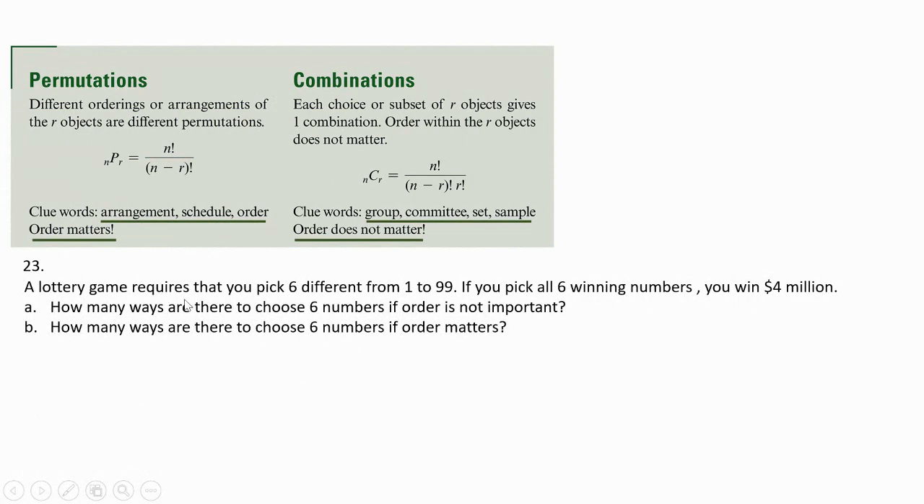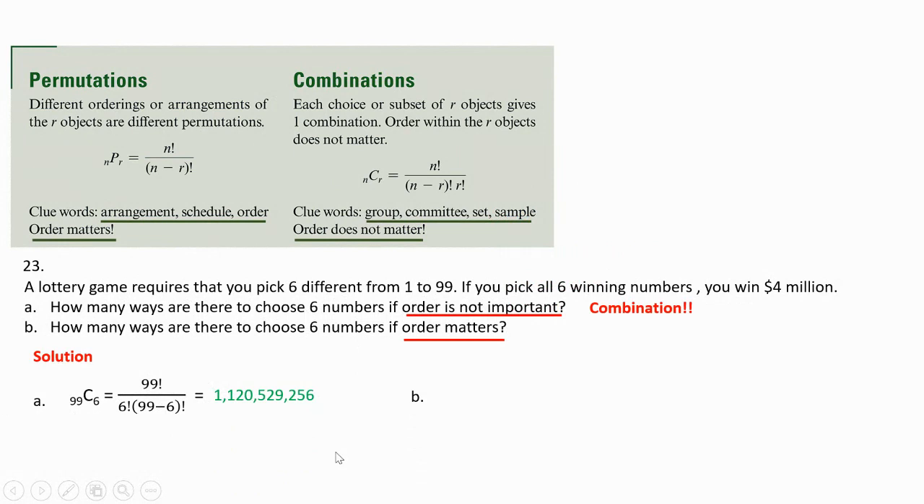So a lottery game requires that you pick 6 different numbers from 1 to 99. If you pick all 6 winning numbers, you win $1 million. How many ways are there to choose 6 numbers if order is not important? That is going to be 99 combination 6. You can put this in the calculator, guys, and I did show you how to do it last week by hand. But that's the answer if you put it in the calculator. Look at the PowerPoint from last week to know exactly how to work it without the calculator.